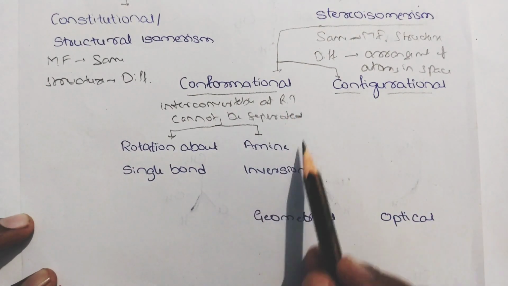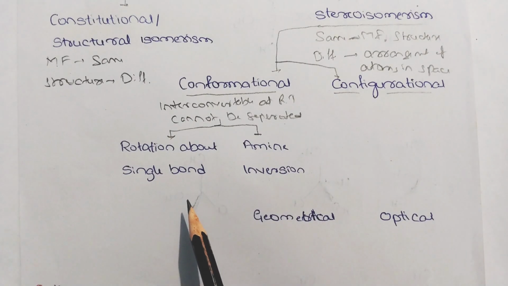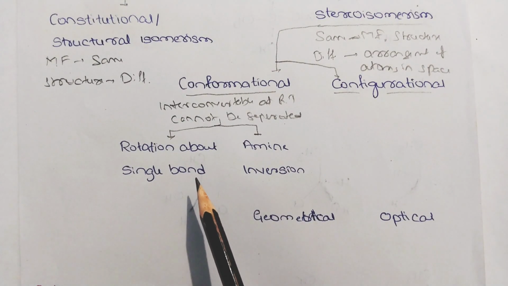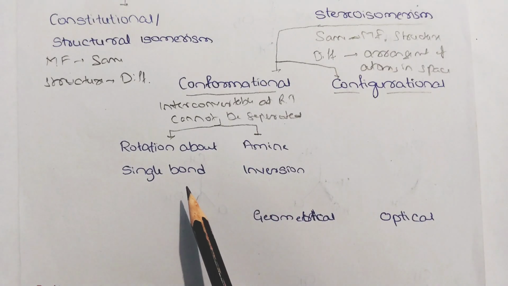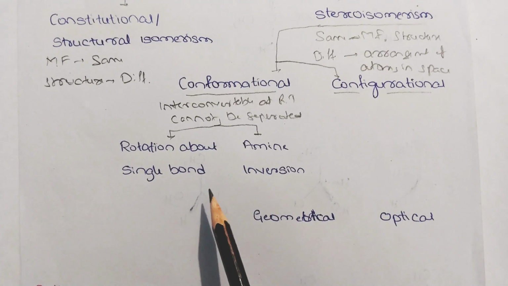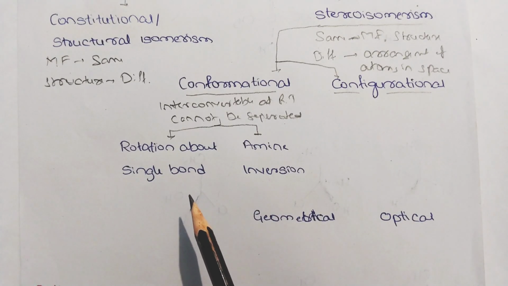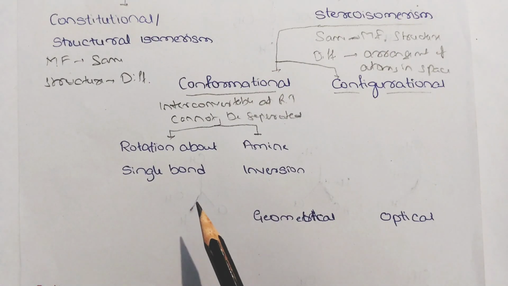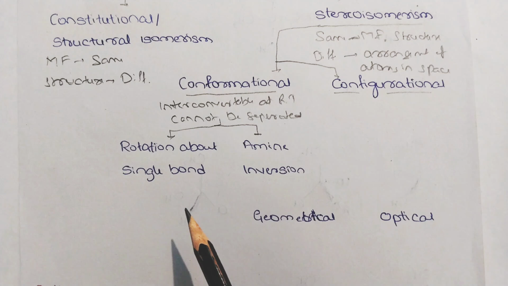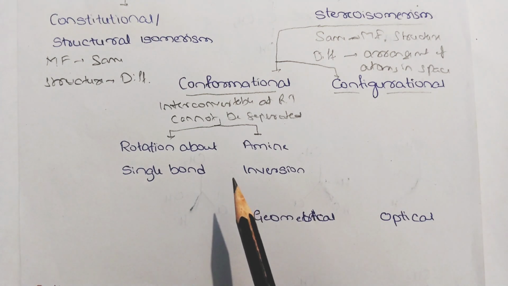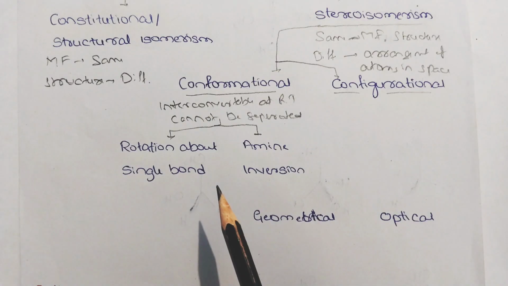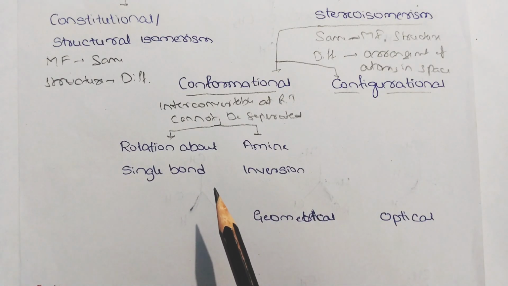The conformation part I have also discussed in an earlier video. There are Newman projections, and there is restricted rotation about the cycles. In cycloalkanes there is restricted rotation, so you get a chair form and boat form, all those things. Those are called conformers because they come under the conformational isomers. Hence the chair form and boat form are called conformers.